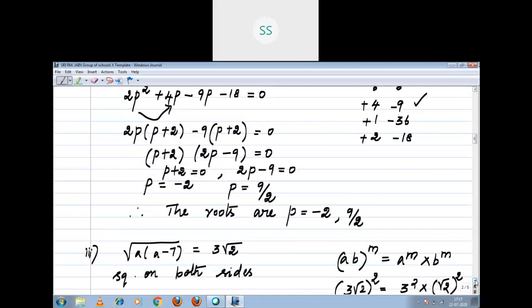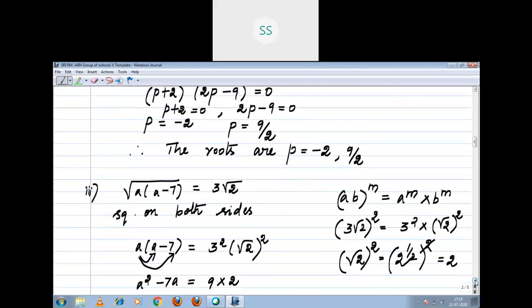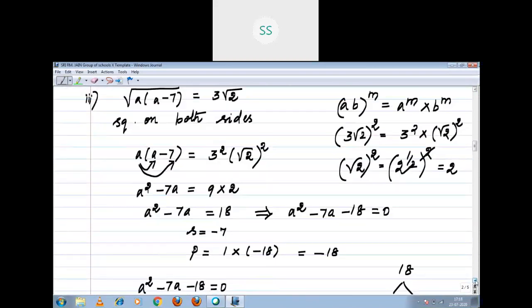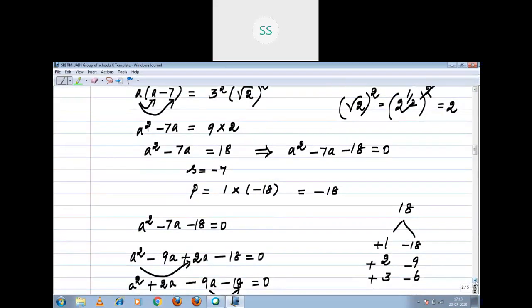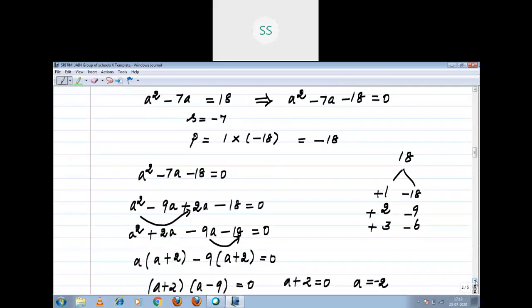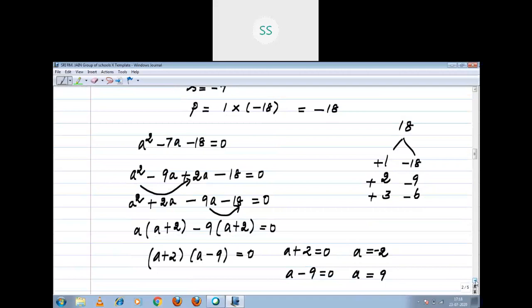Then root of a into a minus 7 equal to 3 root 2. We can't find the solution directly. To make a quadratic, you are squaring on both sides. Then you arrived at a square minus 7a minus 18 equal to 0. Here also you arrived at the possibilities. Based on the sum, you select the possibilities. Then you took the term out. Then you arrived at the result as a equal to minus 2 and a equal to 9.